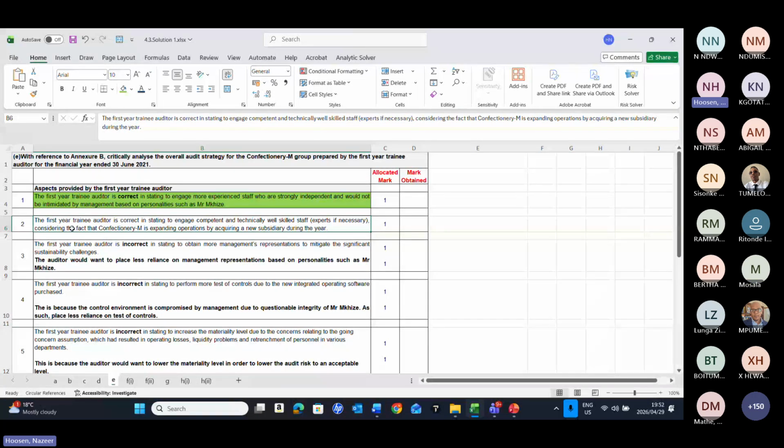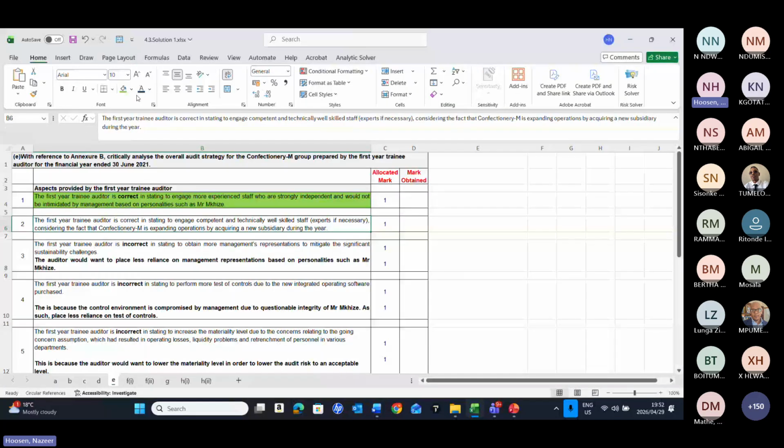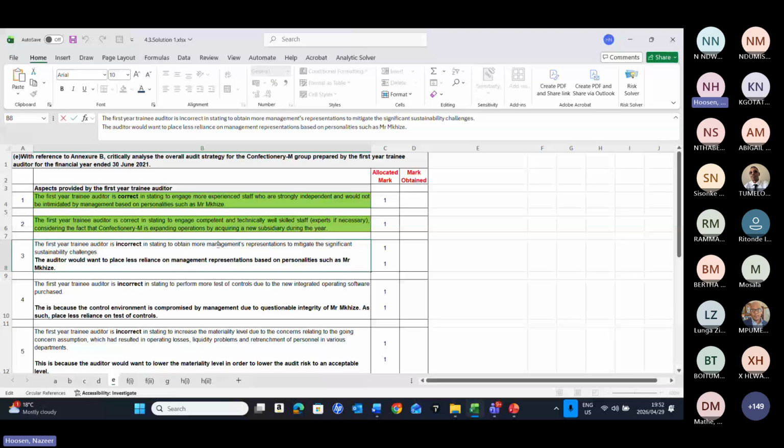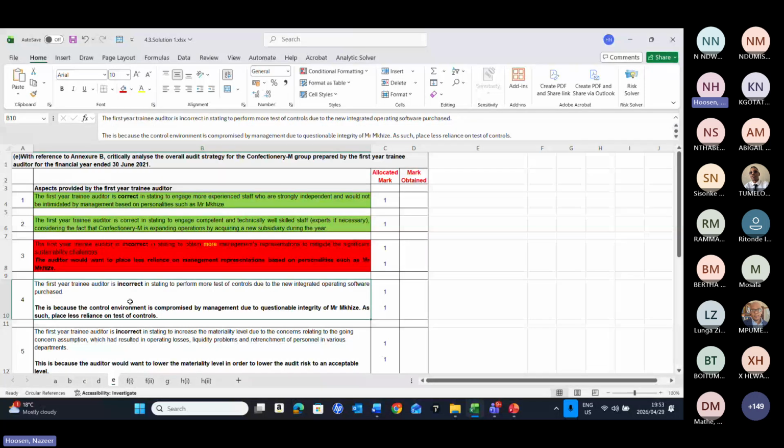The first-year trainee auditor is incorrect in stating to obtain more management representation letters, because what we should do in essence is the inverse, obtaining less management representation letters. And this in essence goes with the fact that we are getting the negative factors as well. The auditor would want to place less reliance on management representation letters because of these personalities and more on corroborating evidence, 2 marks.